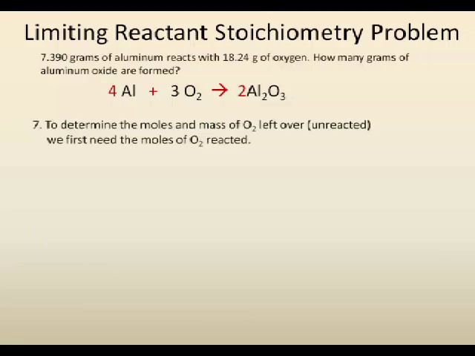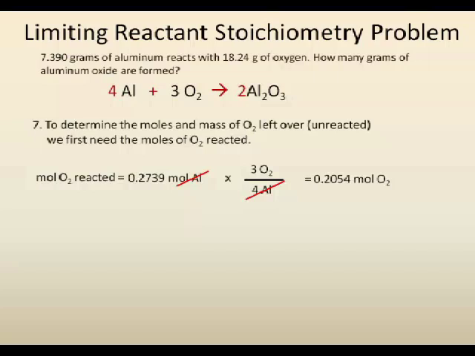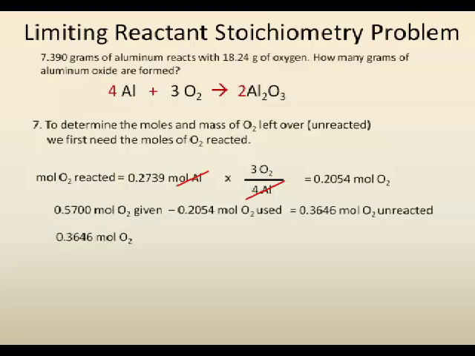Well, what about the oxygen? We can determine the moles and the mass of oxygen left over. First, of course, we have to find out how much oxygen reacted, and we use our balanced equation for that. We discover that 0.2054 moles of oxygen reacted. We started out with 0.57, so we're going to do the subtraction and discover 0.3646 moles, and when you multiply by the molar mass, we have 11.67 grams of oxygen unreacted.